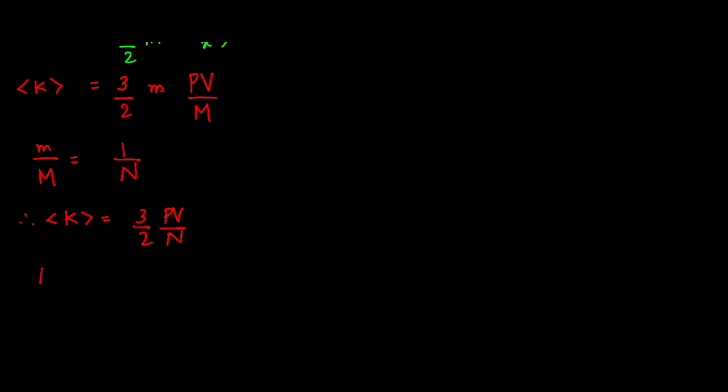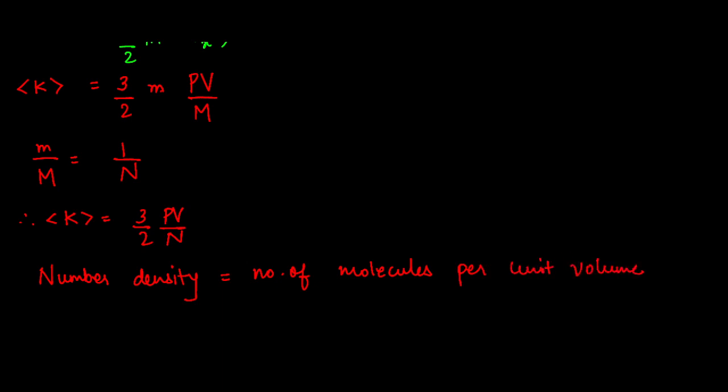I'm going to talk about something called number density. This is a new term if you don't know about this from chemistry. Number density means number of molecules per unit volume. If you want, you can write it in that form. I hope that makes sense to you, right? Number density means number of molecules per unit volume.